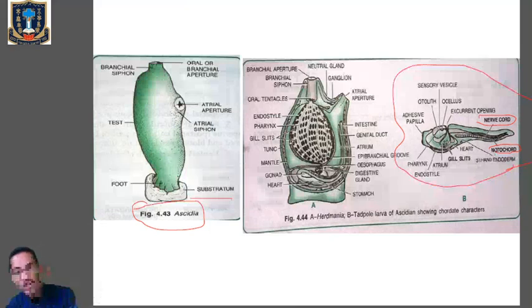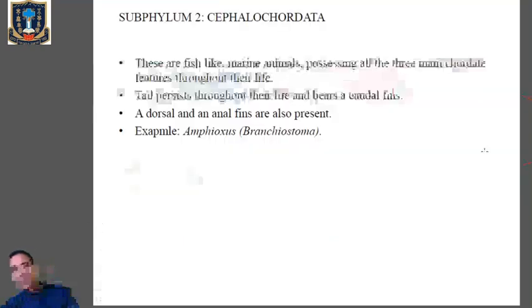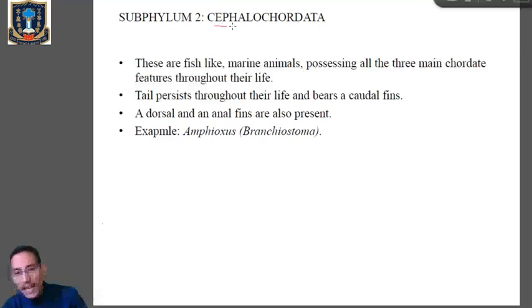Clear? Okay, now let's go to the next one, subphylum number 2, Cephalochordata. The word cephalic, C-E-P-H-A-L-I-C, means head, and chorda, C-H-O-R-D-A, means rod. So let's see the general characteristic features of the subphylum Cephalochordata. Okay, so what are those features?